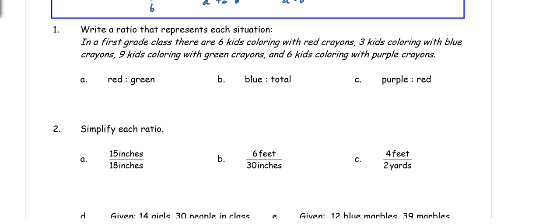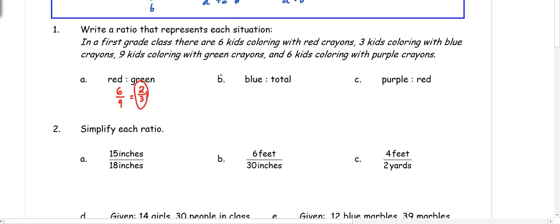Number one, write the ratio that represents each situation. In a first grade class, there are 6 kids coloring with red crayons, 3 kids coloring with blue crayons, 9 kids coloring with green crayons, and 6 kids coloring with purple crayons. So in part A, we want to compare the red to the green crayons. So we have 6 kids with red crayons, and we have 9 kids with green crayons. So when we compare this, we're going to have 6 over 9, and then we reduce, and we get 2/3.